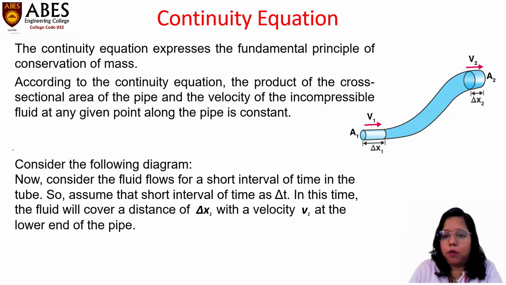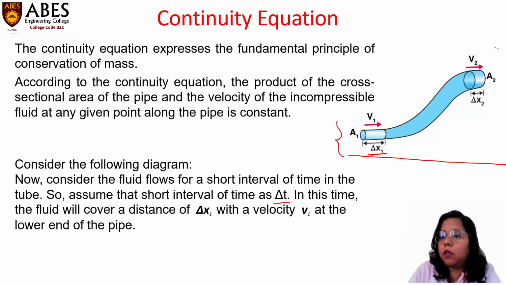So consider the following diagram. Consider the fluid flowing for a short interval of time in the tube. Assume that short interval of time is delta t. In this time, the fluid will cover a distance of delta x1. This is delta x1. This is the lower end of the pipe and this is the upper end of the pipe. So in this short period of time, delta t, the fluid covers a small distance, delta x1, with the velocity of v1.